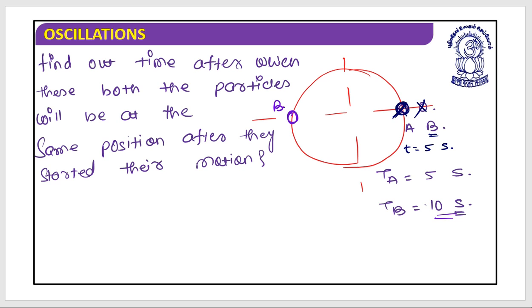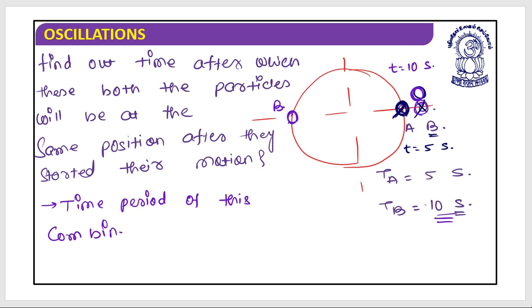When I assume the situation at time 10 seconds, particle A would be here because it has completed two revolutions, and particle B is here too, because it has completed its first revolution. So again they are at the same position. So the time period of this combined motion is 10 seconds. That means after every 10 seconds they would be at the same position.